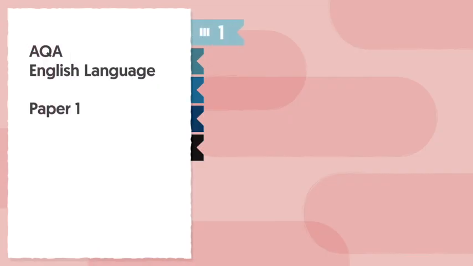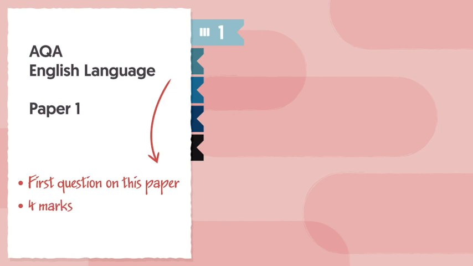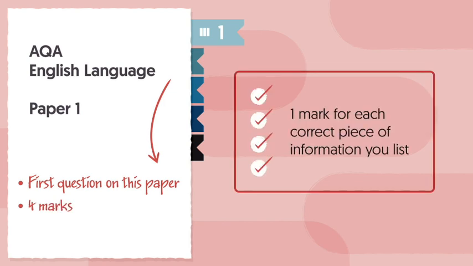Okay, in this video, we're going to talk through how to approach AQA English Language Paper 1, Question 1. It's the first question you'll deal with on this paper, and overall it's worth 4 marks. So you get 1 mark for each correct piece of information you list.